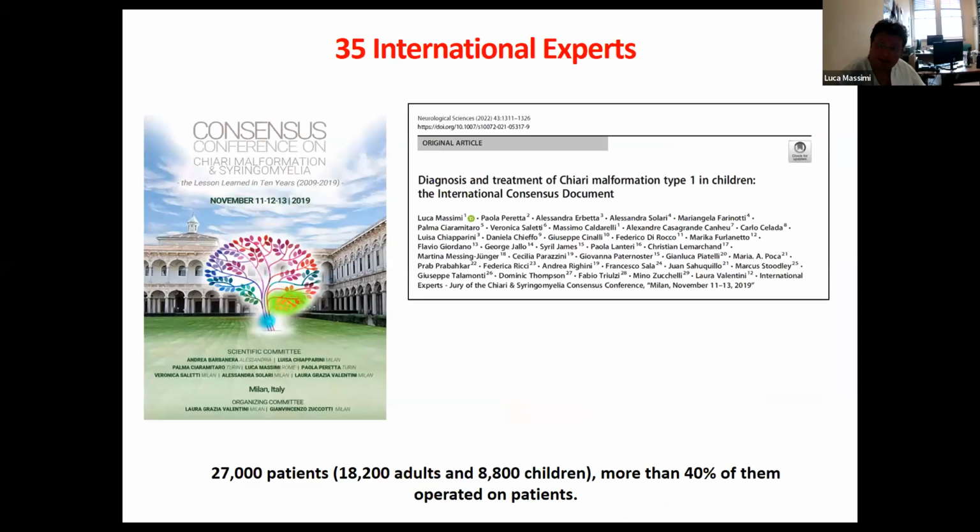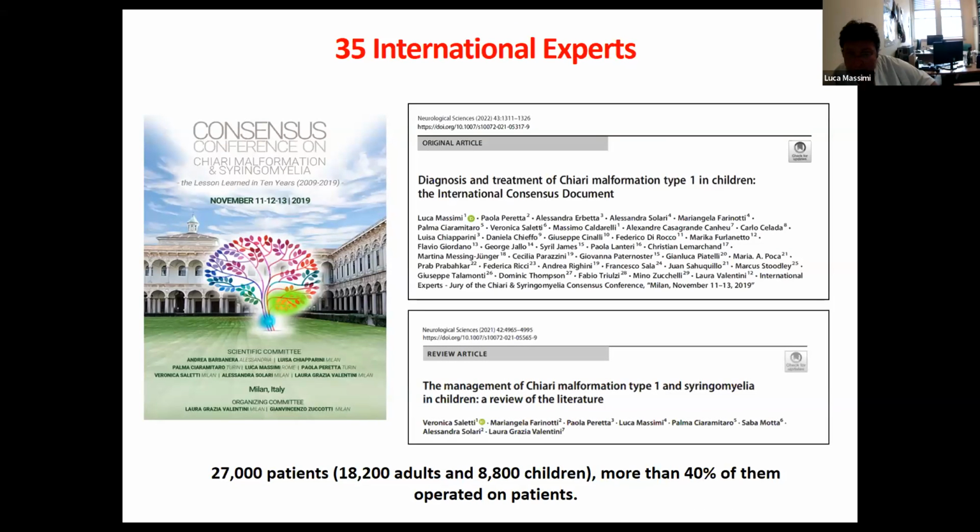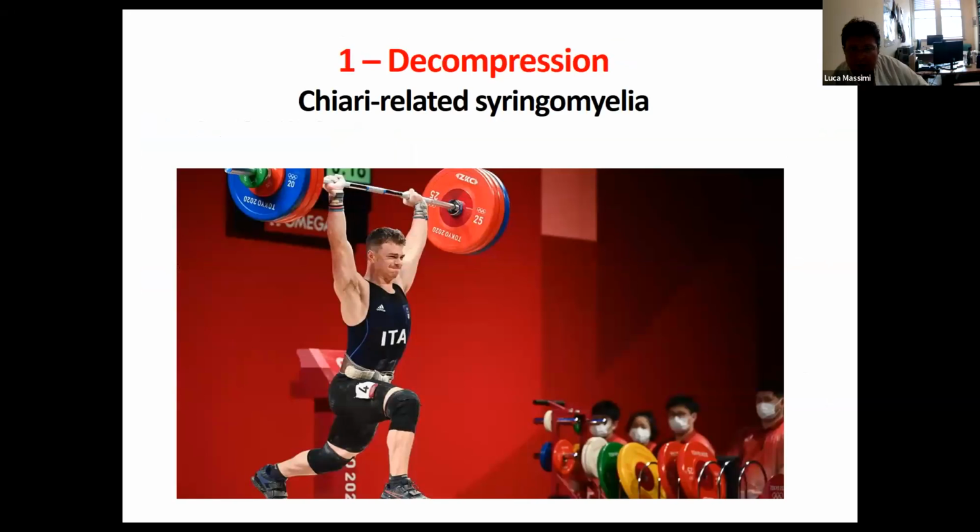So I will start my presentation from here, starting from the international consensus conference we had in Milan 4 years ago, because the considerations I'm going to make in the next slides also reflect the opinion of the experts who came to Milan and gave their opinions. But they are also based on the literature review that we made in preparation for the consensus conference.